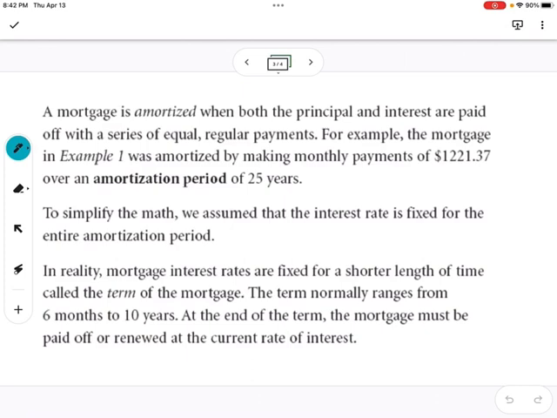So depending how long you have your fixed interest rate for is your term, and at the end of your term, you have to renew it at the next interest rate that's available. Whereas in our calculations, we had the same interest rate the entire time.